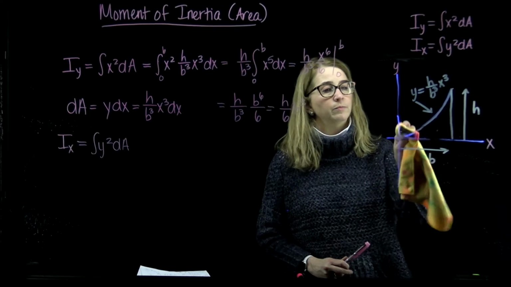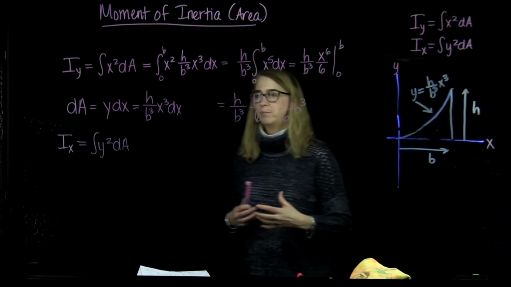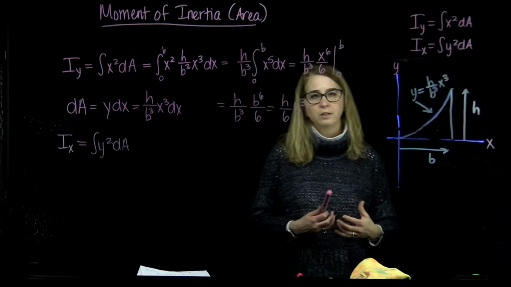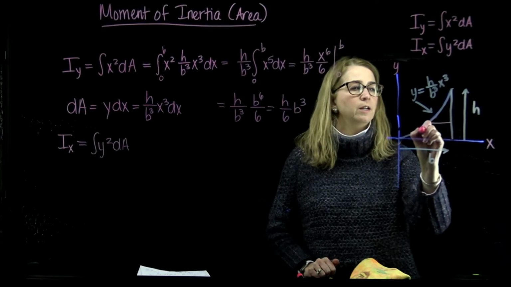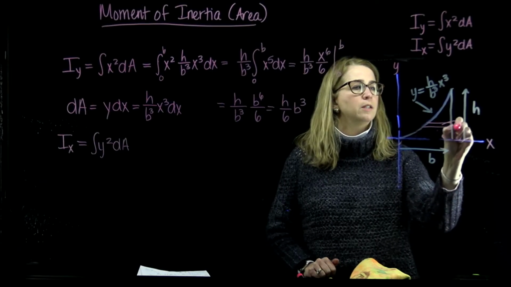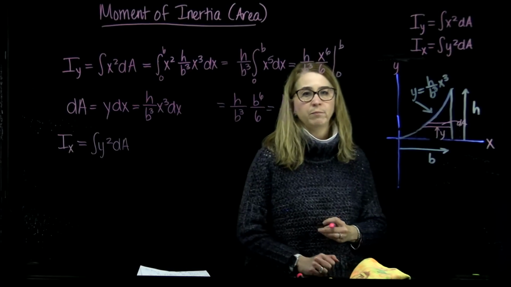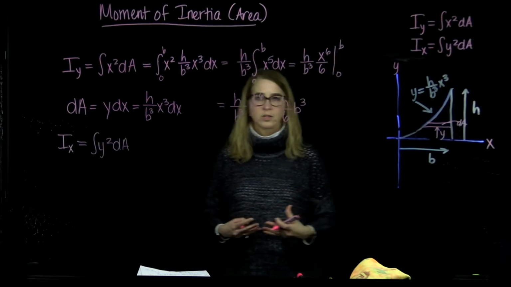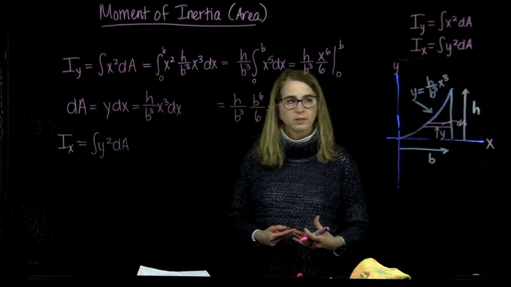Because if I'm thinking about how the area is distributed relative to the x-axis, I'm thinking about the area in a strip. This is the dA, and it's measured some distance y from the x-axis. So my dA has to be written differently this time.